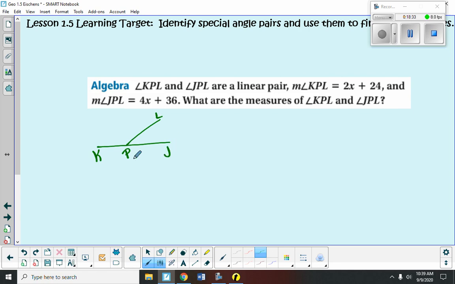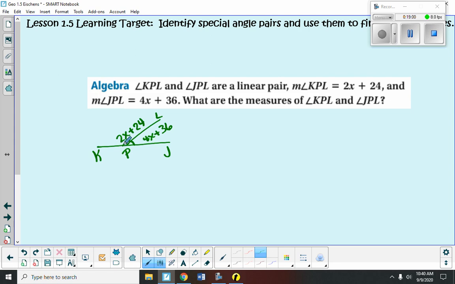And so now I'll label KPL is 2x plus 24, and angle JPL is 4x plus 36. So 4 times x, and this is 2 times x. This one's going to be the larger angle, so actually I should have switched that around, but that's okay. It just helps us visualize exactly what's going on. What do you know about these two angles? Well, since it's a linear pair, the two of them add up to 180.